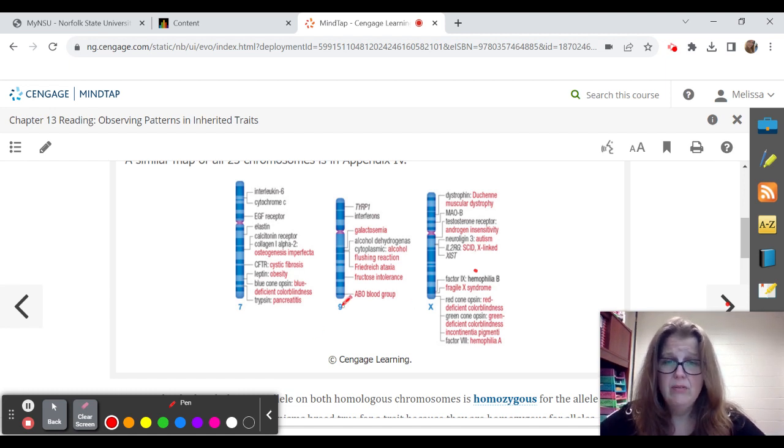You can see I'm going to underline this one here on this chromosome. This says the ABO blood group, so this would be for blood type. There's different ones for like Duchenne muscular dystrophy right here, or hemophilia. This is on the X chromosome. These are X-linked traits, which we'll get to.